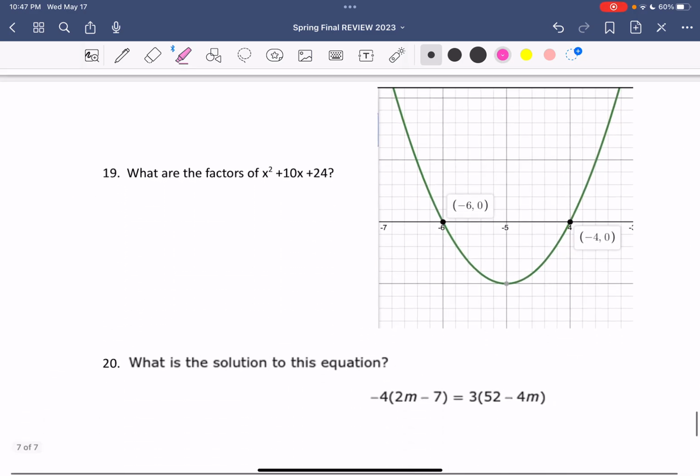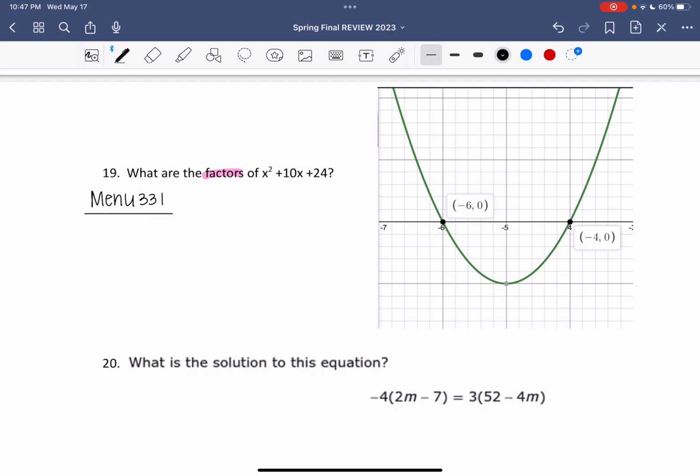All right, number 19, again, it's asking for factors. So in this case, you can use menu 3 3 1. Okay, so A2 is 1, A1 is positive 10, and A0 is positive 24. All right, again, I don't have the calculator, so I graphed it in Desmos for you. Okay, and we get that our solutions are -6, -4.